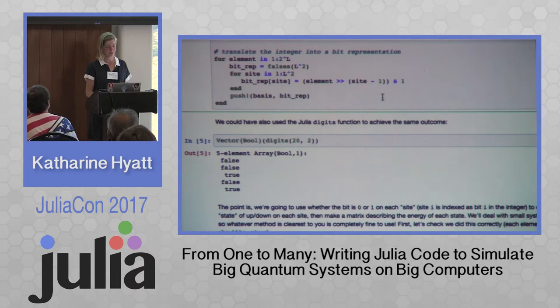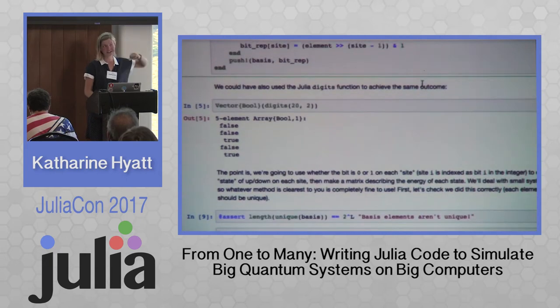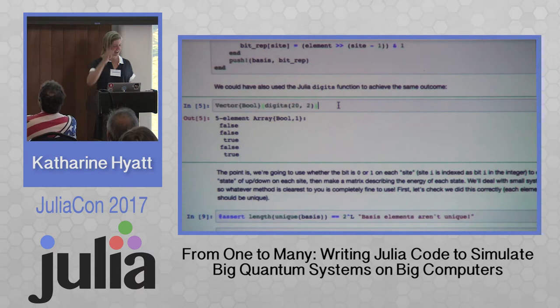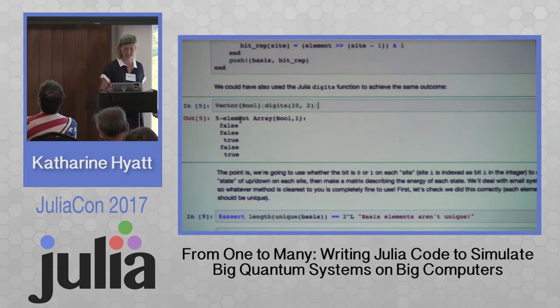So there are multiple ways to turn the integer into some representation of zeros and ones. I have this horrific looking function right here, or we can just use the beautiful Julia function digits. If I have the integer 20 and I want to turn it into a list of zeros and ones, I can just do this using digits. And if we had a five-site system, this would be down, down, up, down, up.